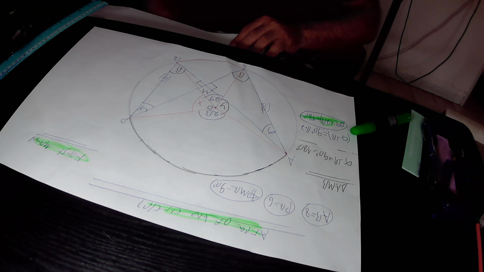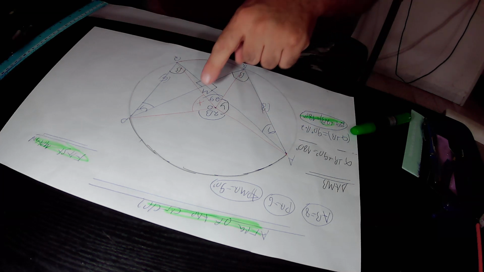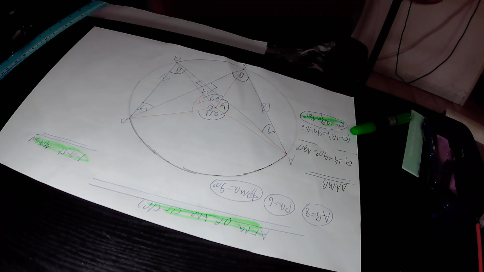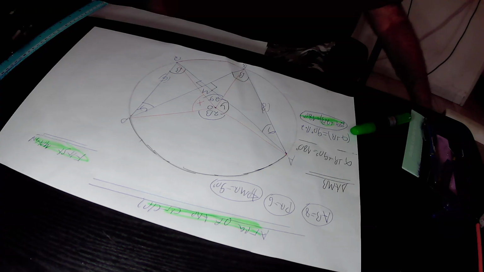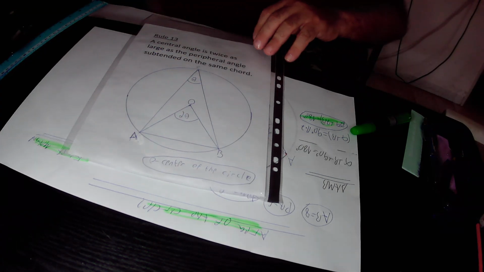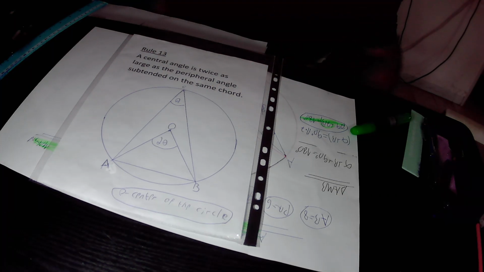In the next step, we define the center of this area. This point is point O. I presented to you rule 13 and we implement rule 13 in our drawing. According to rule 13, the center angle is twice as large as the peripheral angle subtended on the same arc or the same chord.